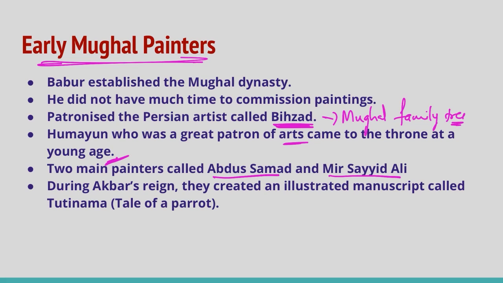After winning the battle, and once he got his throne back in India, he came along with these two painters, Abdus Samad and Mir Said Ali.